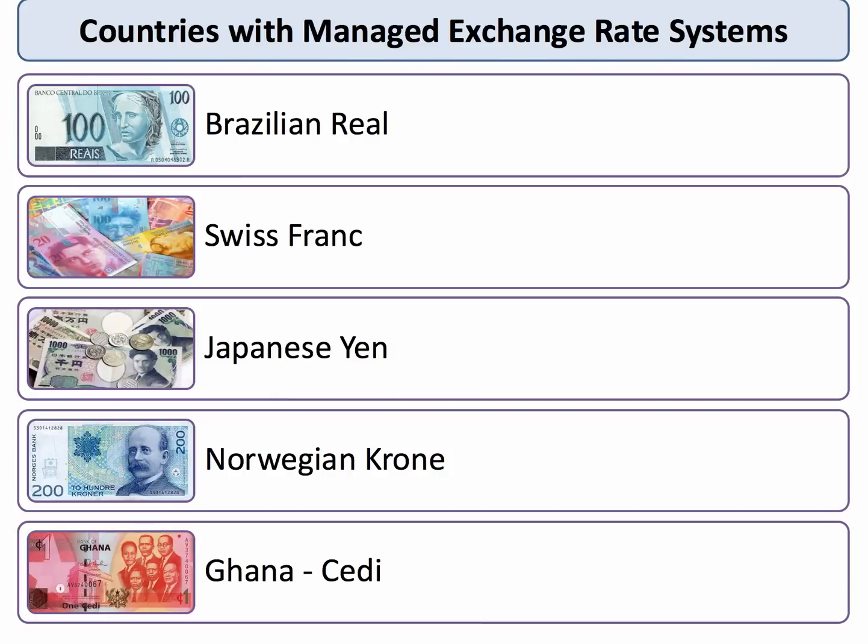And increasingly we see countries moving towards managed floating, particularly developing countries who want to manipulate their currency in a particular way. The Brazilian real is a managed currency, the Swiss franc, Japanese yen, those of you who've been following Abenomics, Norwegian kroner, and the cedi from Ghana. Increasingly, countries are moving towards managed floating exchange rates.